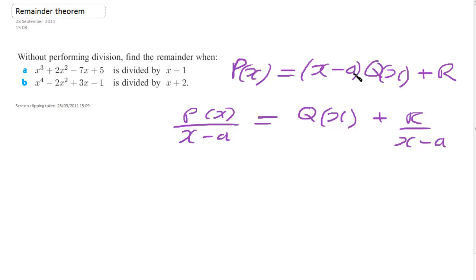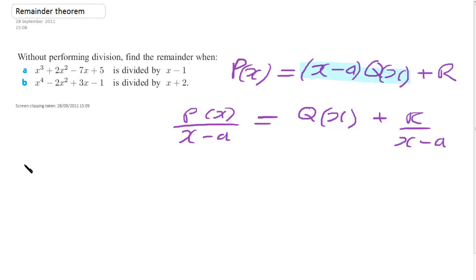So therefore, if we make the a equal to 0, make x minus a equal 0, so this bit equals 0, then the whole of this becomes 0 because that times that is 0. So therefore, if you put a into here, p of a will equal the remainder. So let's just do that.